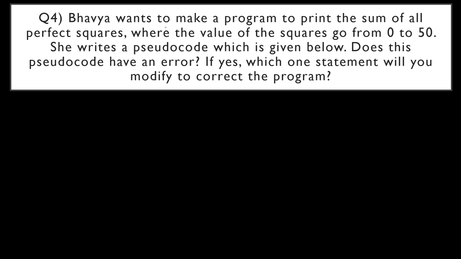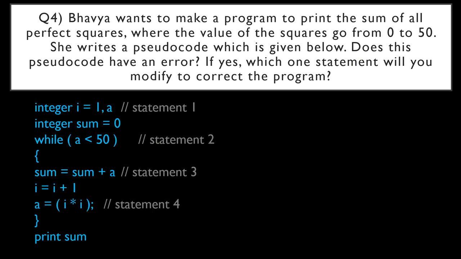Bhavya wants to make a program to print the sum of all perfect squares, where the value of the squares go from 0 to 50. She writes a pseudocode which is given below, that is this pseudocode. Okay. Does this pseudocode have an error? If yes, which one statement will you modify to correct the program?